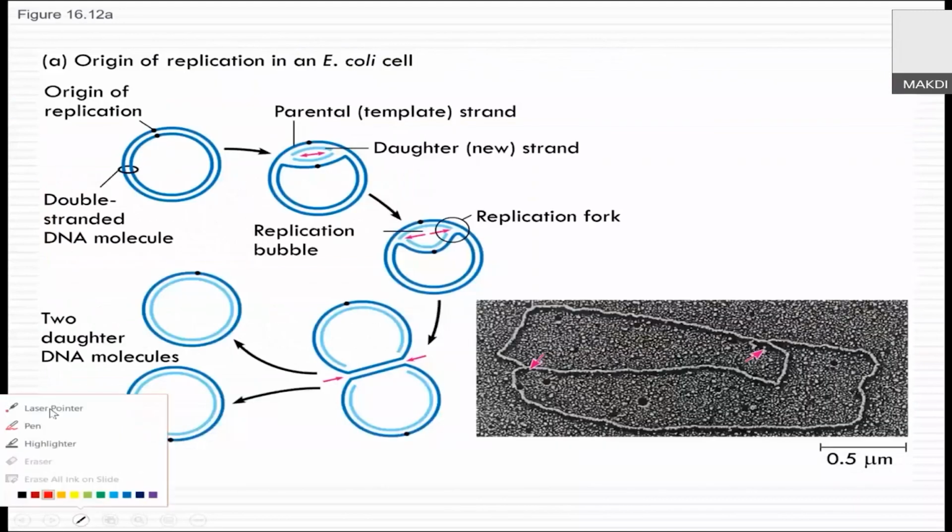Okay, these are the origins of replication just now. It creates bubbles. This one is for prokaryotes, so very straightforward. Prokaryotes, most of them have circular DNA, but for us it is double-stranded.